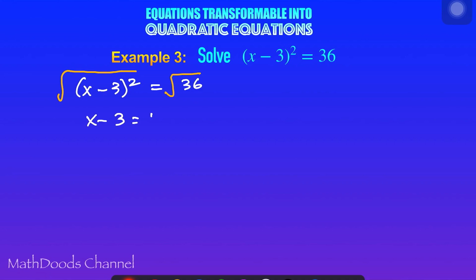So, ang x mo, may x ka na ba? So, magiging 3 plus negative 6. So, ang unang x mo, 3 plus 6. Ang second x mo, 3 minus 6. So, x is equal to 9. X is equal to negative 3. Check natin kung tama. Ito yung dalawang root.